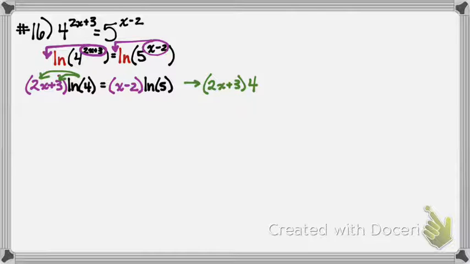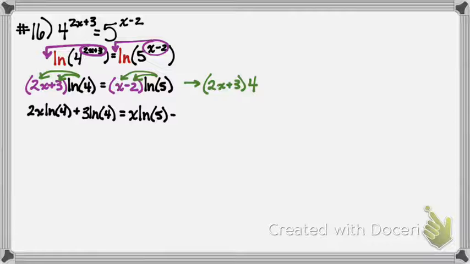I'm not going to grab my calculator yet because I don't want to work with anything that's not exact until the very end. So I'm going to have 2x natural log of 4 plus 3 natural log of 4 equals, what should we do over here? Distribute. x natural log of 5 minus 2 natural log of 5.